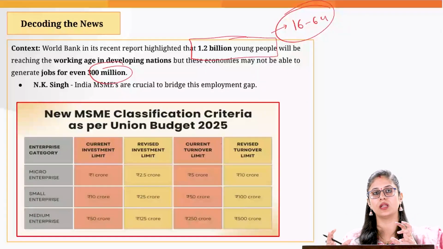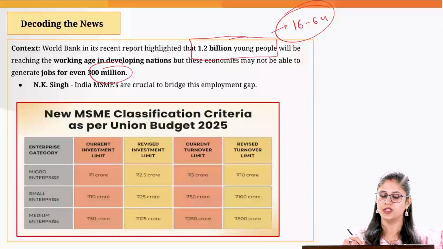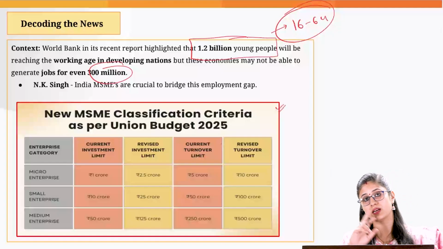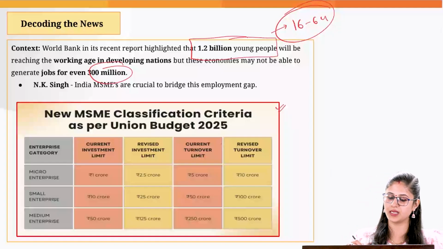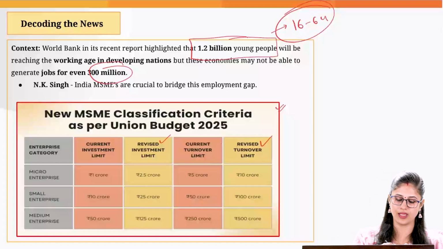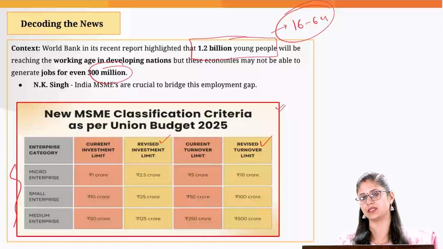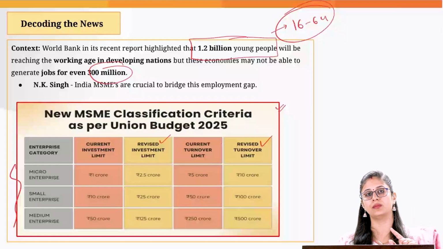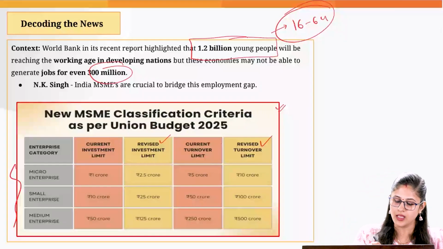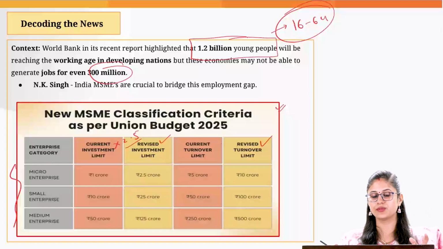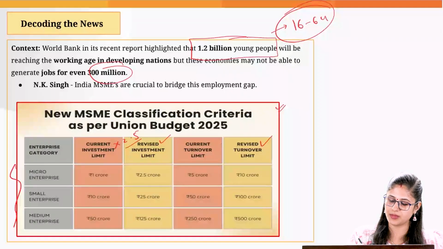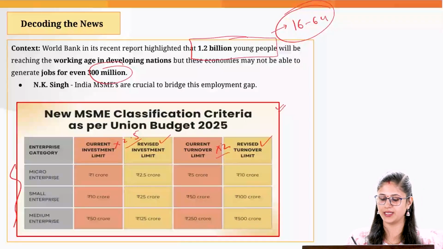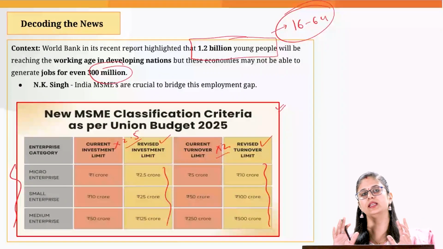Now, before we look into the significance of the MSME sector and the challenges faced by this sector, you need to make note of the revision in the investment limit and the turnover limit for MSMEs in this year's budget. If you recall the previous investment limit and turnover limit, just multiply the investment limit by 2.5 and the previous turnover limit by 2, and you will get the new investment and turnover limits.